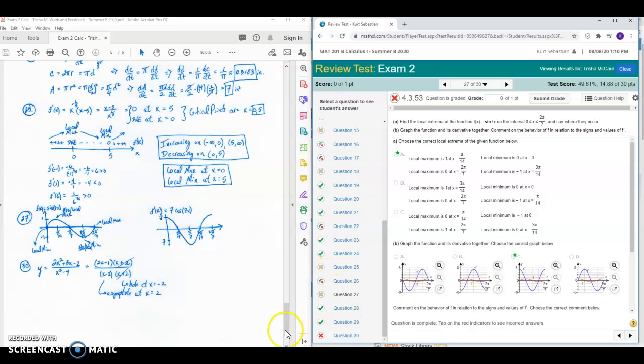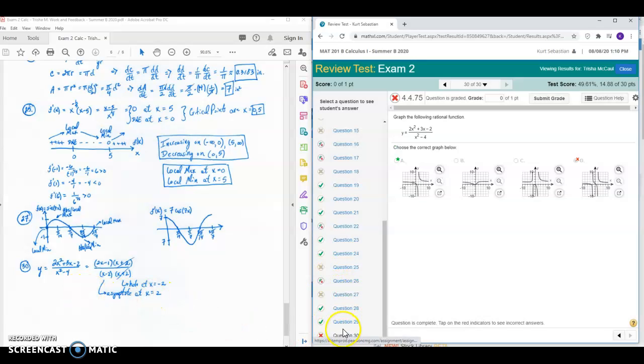Okay, and then 30. So in 30, we want to graph this rational function. The easiest thing to do is figure out where there are holes and where there are asymptotes first. So you factor the denominator and you factor the numerator, and you can say, oh, look at that, the x plus 2 factors cancel. That means that at x equals -2, there's a hole in the graph.